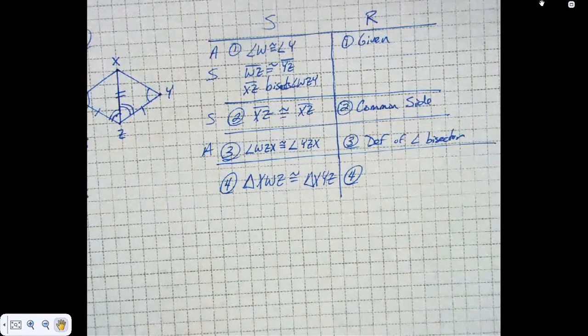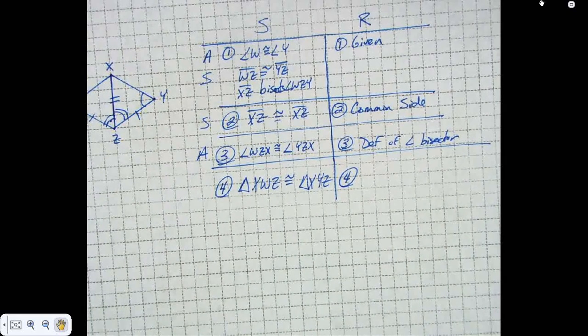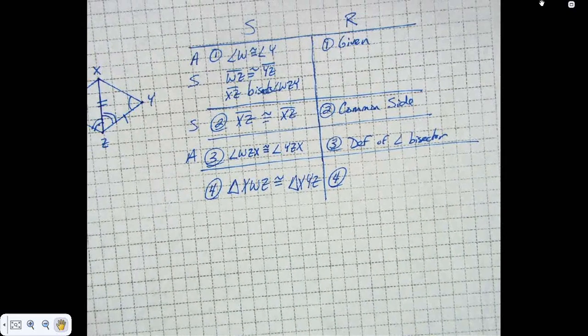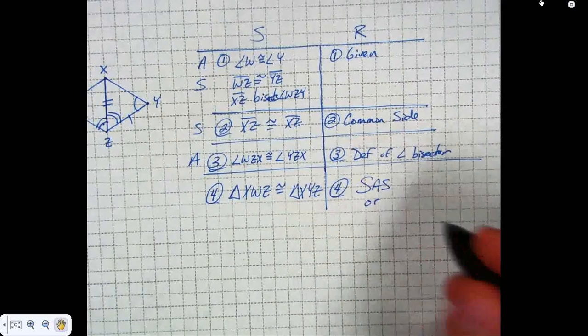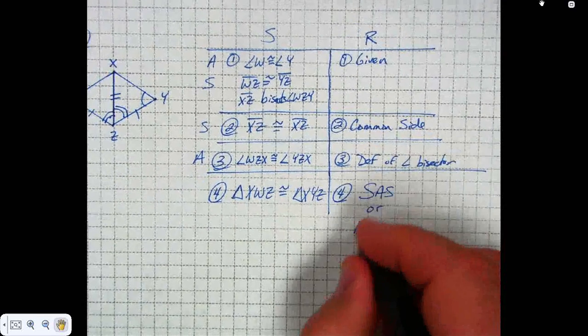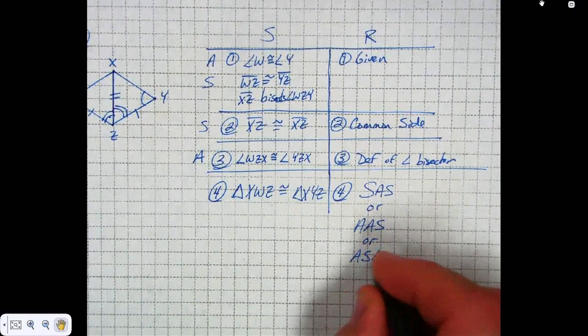So any one of those three will work, because you've stated four things now. There's a bunch of different possibilities, isn't there? There's three. You can say side, angle, side. You don't have to write all this down, I'm just writing it down so you have it. Or you could say angle, angle, side. Or you could have said angle, side, angle.